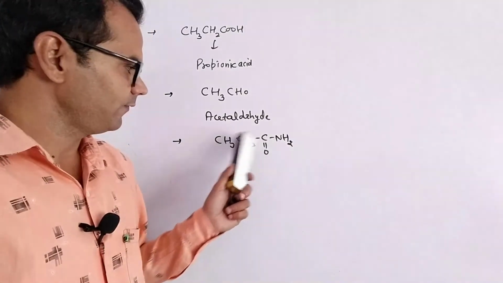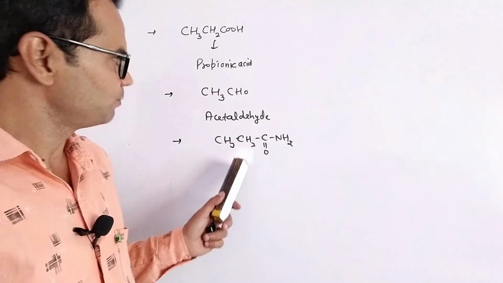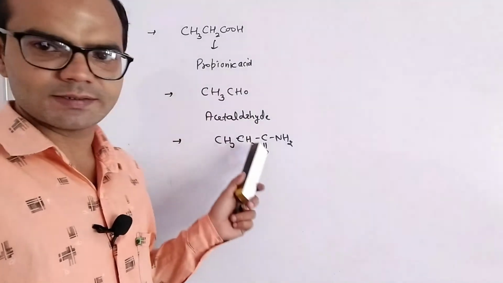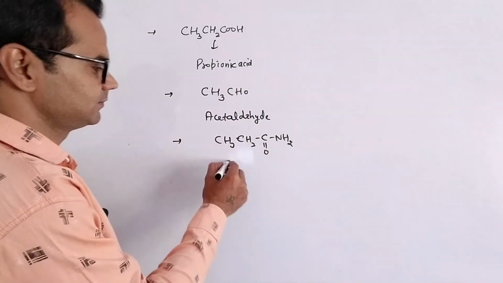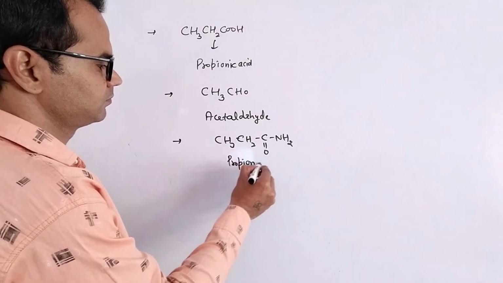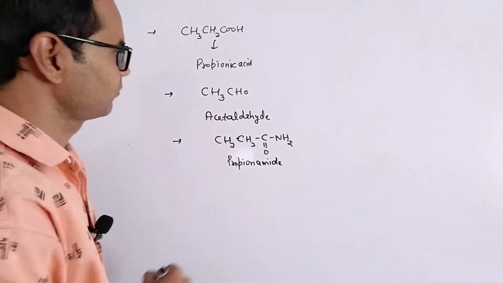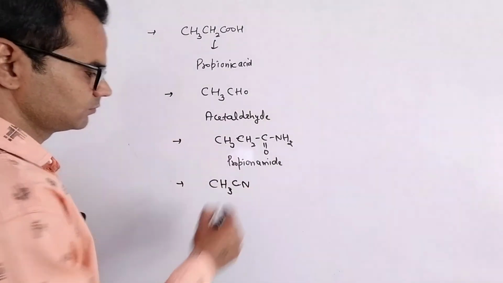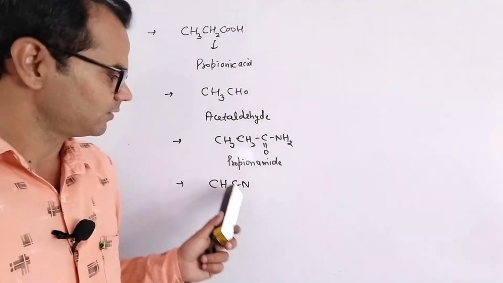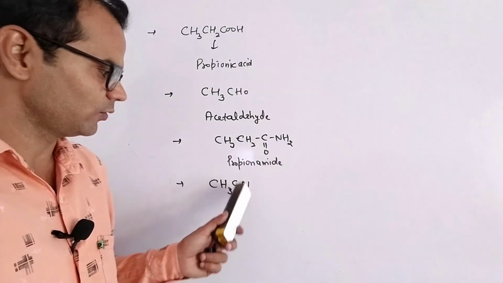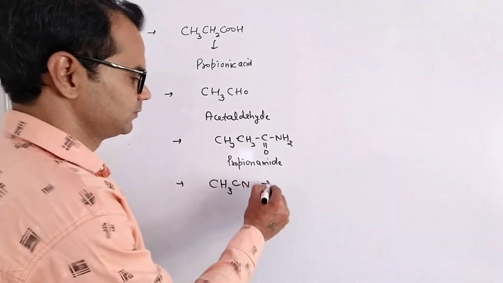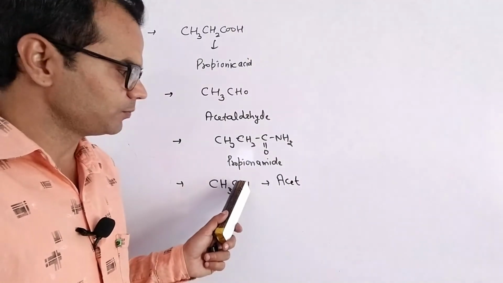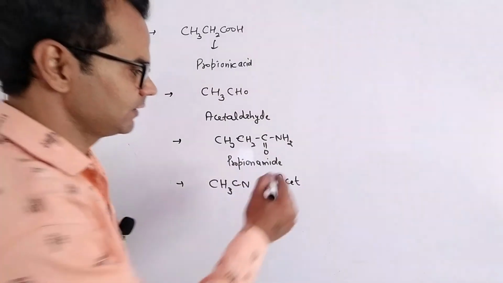Count the carbon. Again we can see we have 3 carbons. For 3 carbons, the prefix is propion, and it is an amide group, so its suffix is amide. So propion plus amide, propionamide. Next, CH3CN. Just count the carbon. Again we have 2 carbons. For 2 carbons, the prefix is acet, and the suffix of the CN group is o-nitrile, so acet plus o-nitrile, acetonitrile.